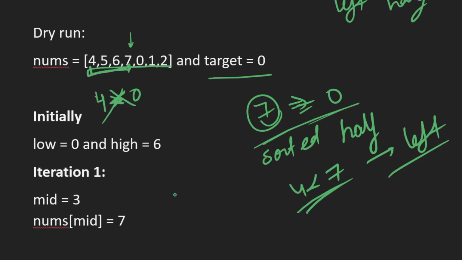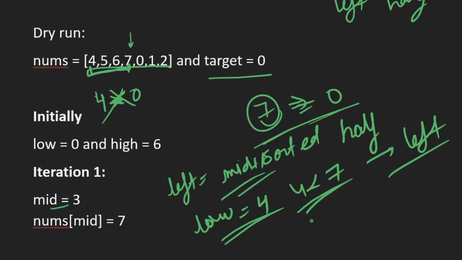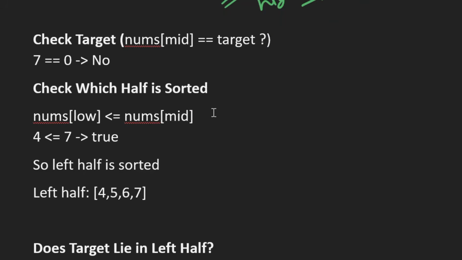So we shift low is equal to mid plus 1. So mid was 3. So now our low pointer will be 3 plus 1, that is 4, and our high is 6. So we are left with only this part, that is 0, 1 and 2, after iteration number 1.